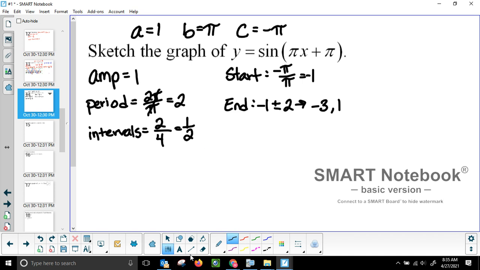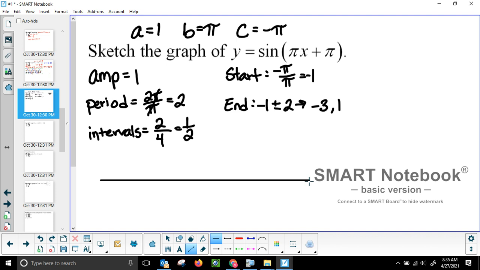All right, so now we want our axes on here. Remember, you don't always necessarily want to put your y-axis on right away. In this case, it's not going to hurt, but remember we like to put the start right in the middle. All right, and then we want to go 1, 2, 3, 4 to the right, and 1, 2, 3, 4 to the left.